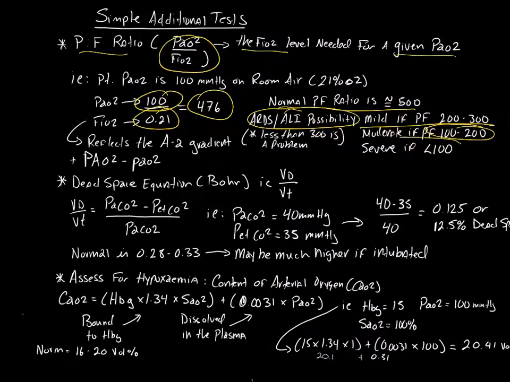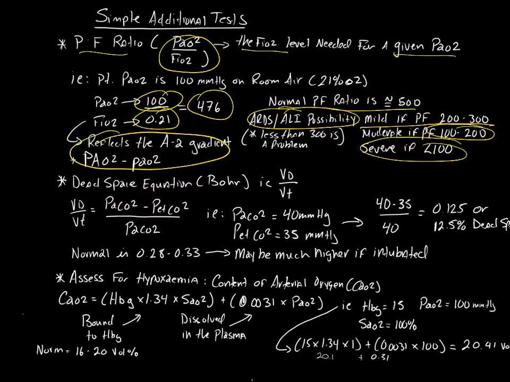And then obviously if it's less than about 100 or 200, that's a severe situation, right? That's somebody who's on 100% oxygen and they have a PaO2 of like 70, right? That indicates there's a severe problem there. And the PF ratio gives us a reflection of the A-a gradient. And you guys remember that, right?